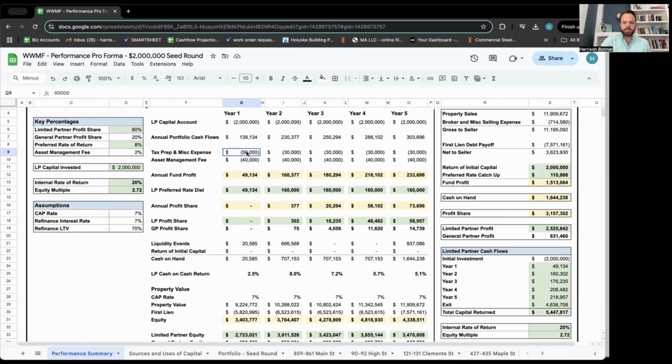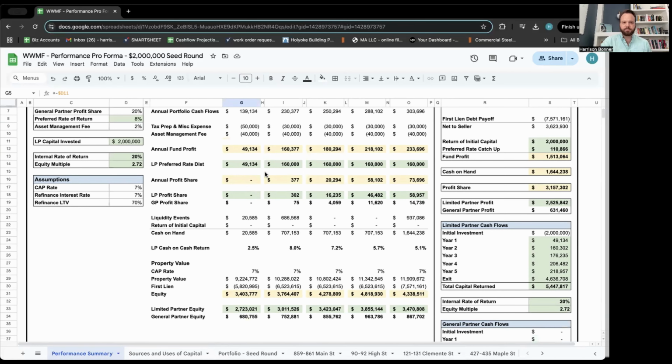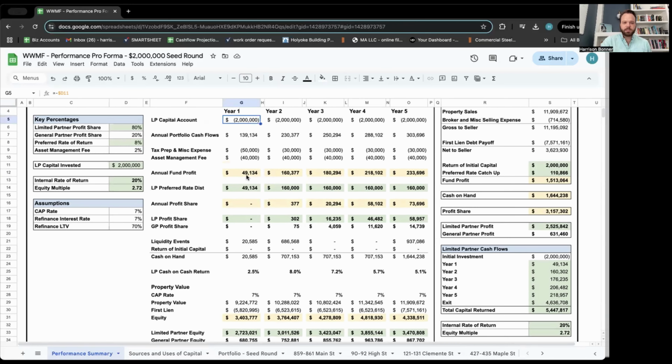We have fund expenses. Year one has some additional startup expenses, which is why we're estimating year one to have a higher expense number. But this is tax prep, marketing, miscellaneous expenses that would be covered by the fund. And then we have our 2% asset management fee right here. So this is paid out each year, which is just 2% of the total capital invested. All right. So here we have our annual fund profit, which is just cash flows minus fund expenses.